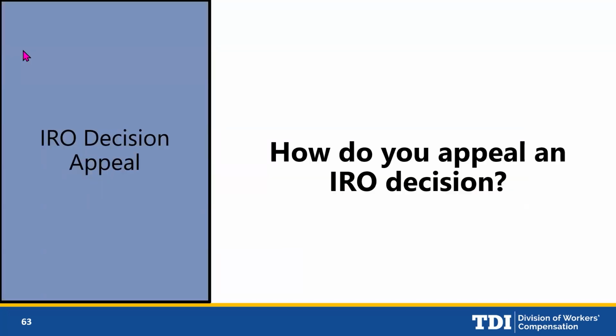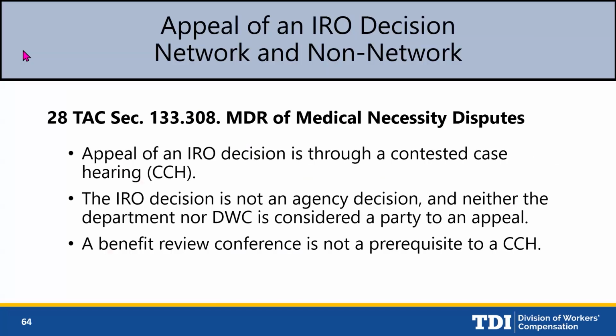How do you appeal an IRO decision? Remember, I said 133.308 outlines the appeal of an IRO decision. It happens in our contested case hearing department, our hearings department. A CCH is held on appeals of an IRO decision. That means an administrative law judge is going to be looking at all evidence submitted during the contested case hearing. There is probably a deadline to file for that contested case hearing. That's going to be explained to you in your IRO decision.